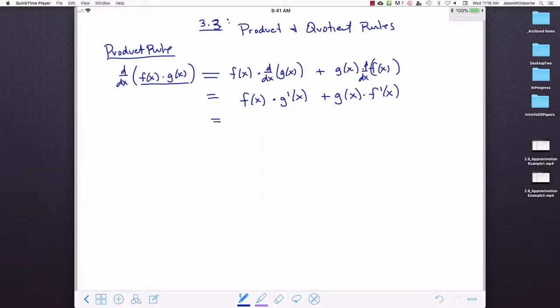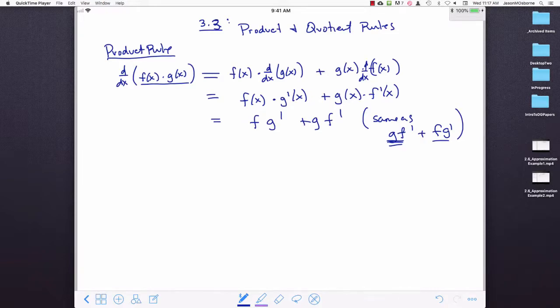Or you may even see it just written fg prime plus gf prime, which is also the same as gf prime plus fg prime. The trick is just to make sure that you have one function multiplied by the derivative of another plus, and then put the derivative on the function that wasn't in the first term and multiply that by the second function.